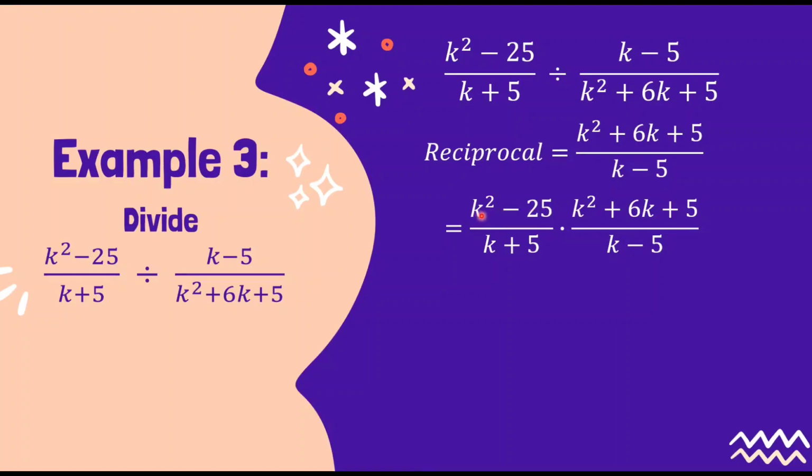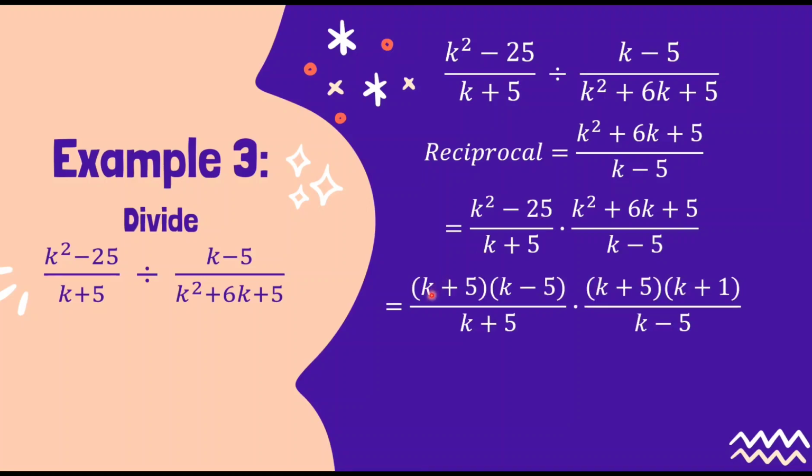So since it is a perfect square, we can easily find the factors of k squared and the factors of negative 25. And what are the factors of k squared and negative 25? Correct. We have k plus 5 times k minus 5, because the factors of k squared are k and k, and the factors of negative 25 are positive 5 and negative 5. And then copy our denominator, which is k plus 5, and also copy the operation, which is multiplication.